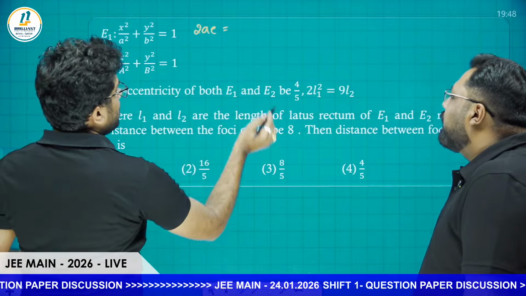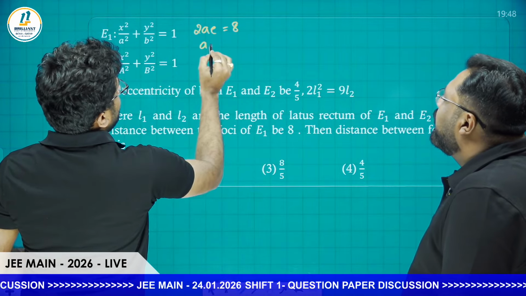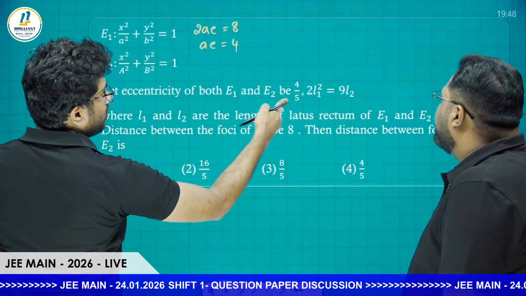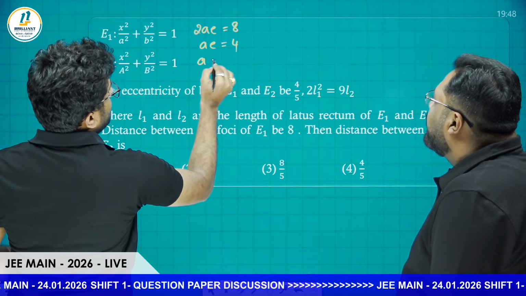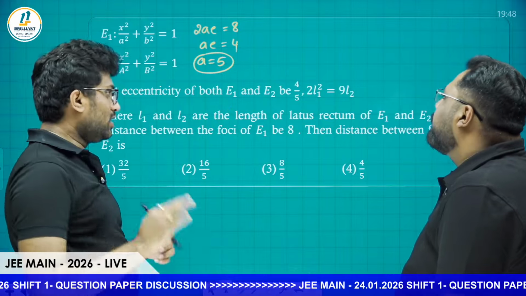2AE equals 8. So AE is equal to 4. Already they have given e as 4 by 5. So A is equal to 5.